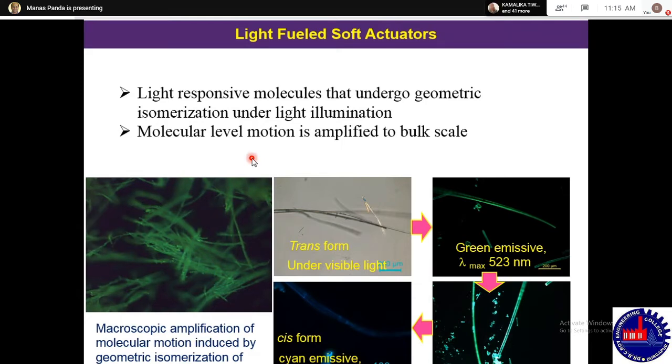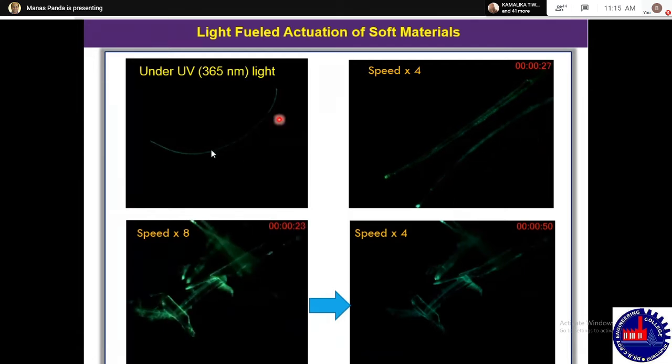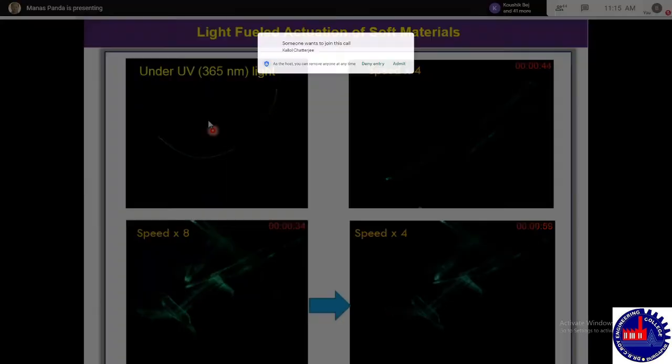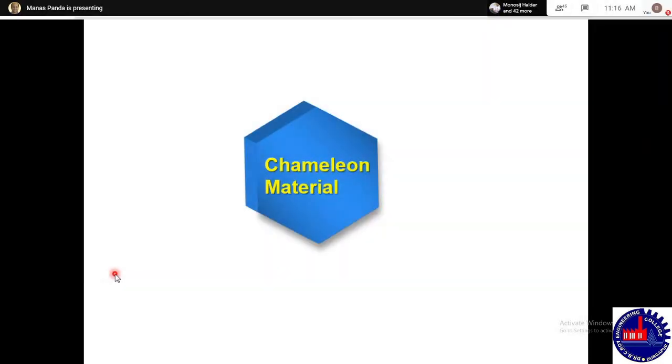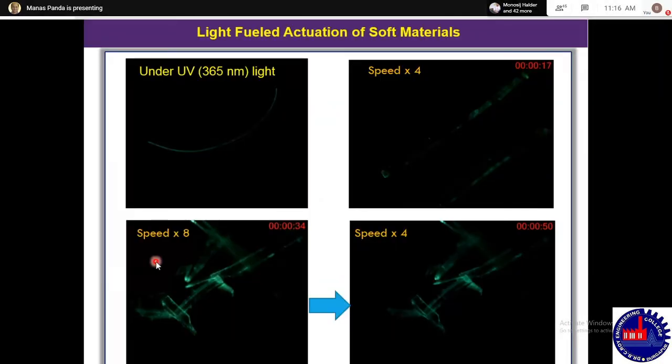Okay, these are some other videos you can see over here. It's a little dark because it's a fluorescent crystal. That's why I did not put any other light over here. But you can see the movement clearly. Very clearly you can see the movement, I guess. Right?